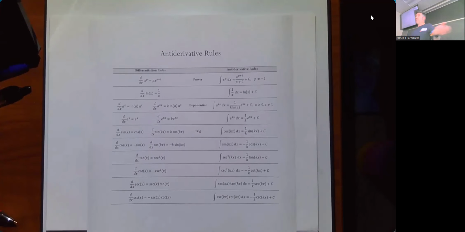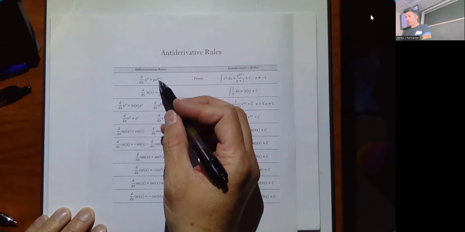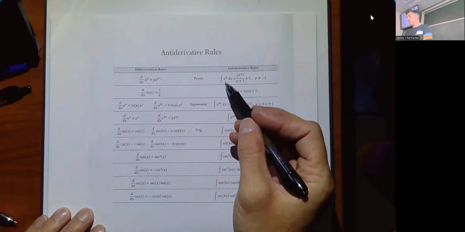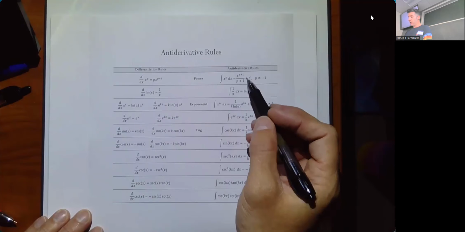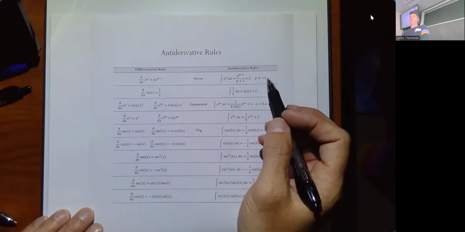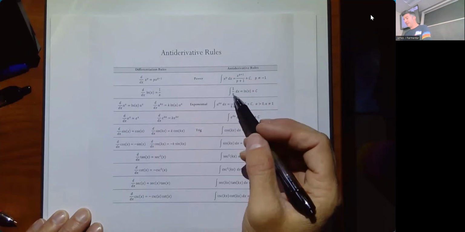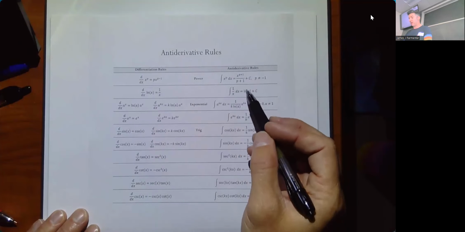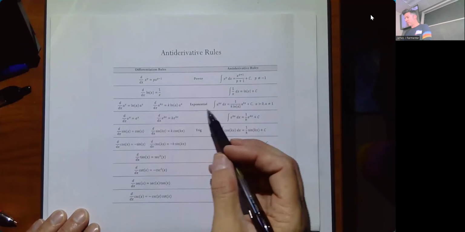This is just a list of differentiation rules and anti-differentiation rules, but they're written very generally. So the derivative of x to a power is the power times x to the 1 less power. The antiderivative of x to a power is x to the power plus 1 divided by the power plus 1, plus c, as long as the power isn't -1. The derivative of the natural log of x is 1 over x. The antiderivative of 1 over x is the natural log of the absolute value of x plus c. These are some rules we'll come to later.